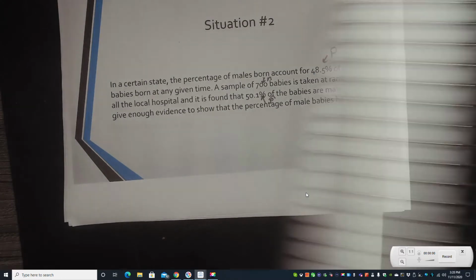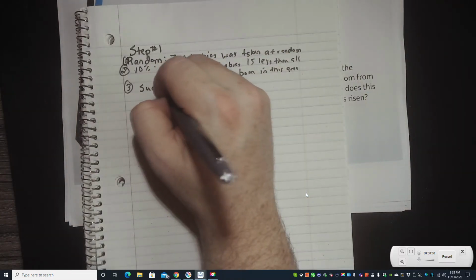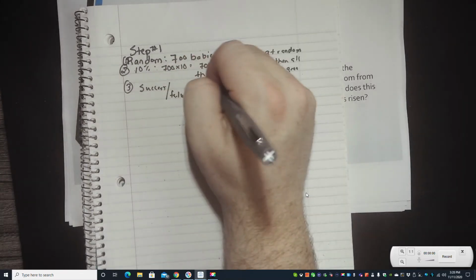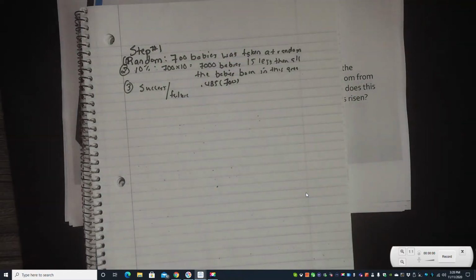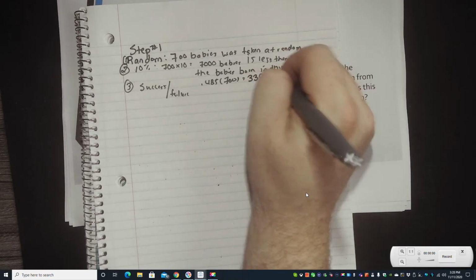Let's see. Then my P is 48.5, so I'm going to change it into 0.485 and do my success failure. So 0.485 times 700 gives me 339.5, which is greater than or equal to 10.